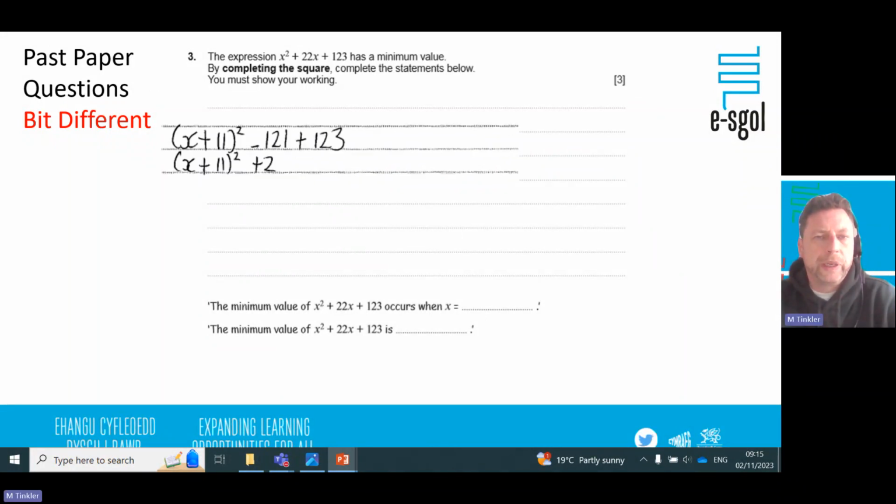So there's the completing the square part. Half of 22 is 11, 11 squared, 121. So take away 121 and that'll leave us with plus 2. Now I've definitely written in here 2 before, and I've written here, well, I could write 11 in, which is definitely wrong. So I'm just highlighting how easy it is to make this mistake.